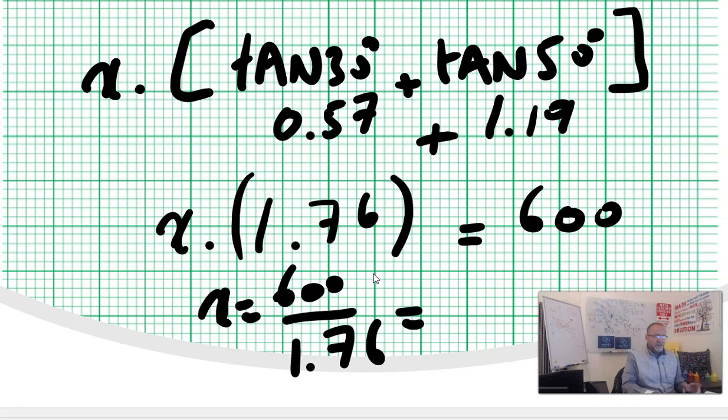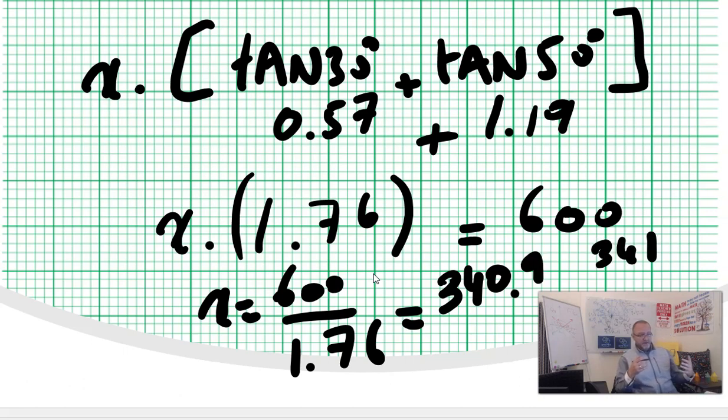So the answer would be 340.9 feet, around 341 feet. So now you did your job. You found the x, or the distance between his apartment or his window, where he's standing, and that high-rise or apartment building across from him where he claims he saw something happen.